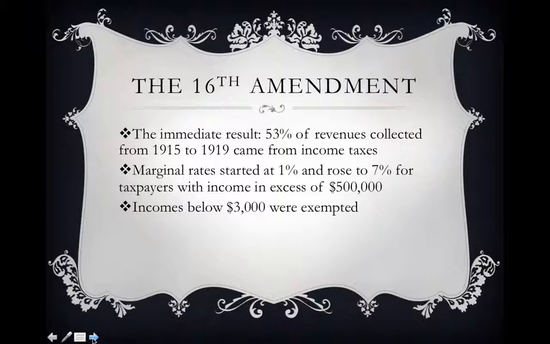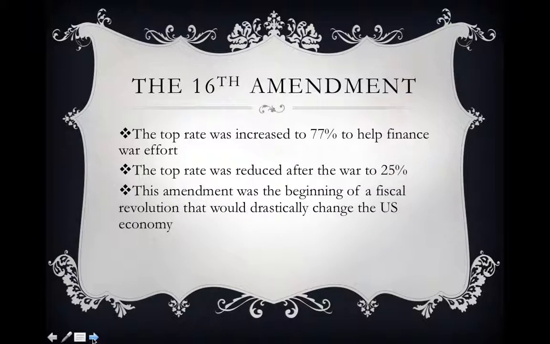Realize that the original tax system had marginal rates starting at 1% and rising to 7%. So if you had an income over $500,000, you had to pay 7% of your income on that. And also realize there was an exemption of $3,000 on the original income tax. Any money that was made below $3,000 was tax-free.